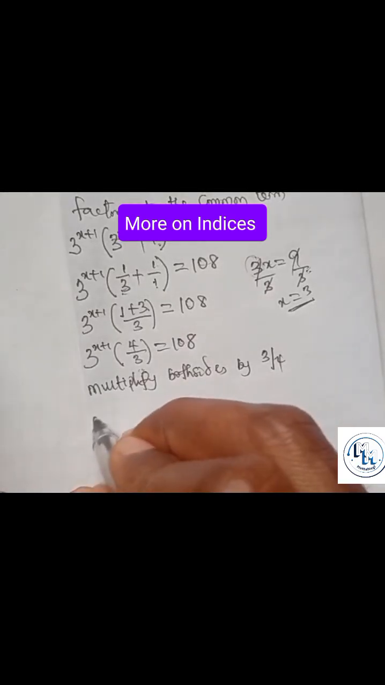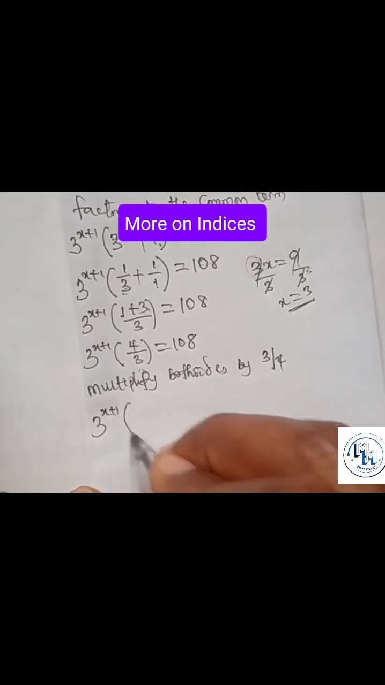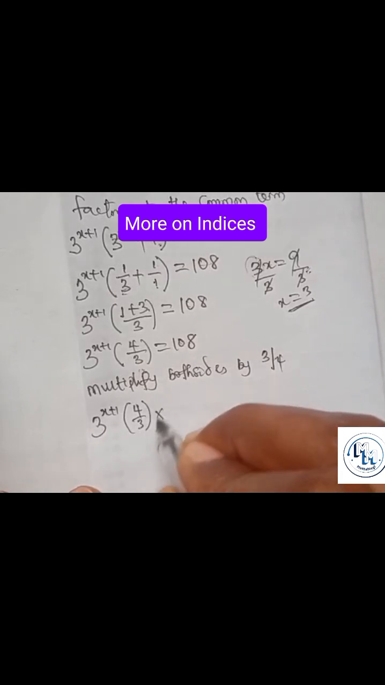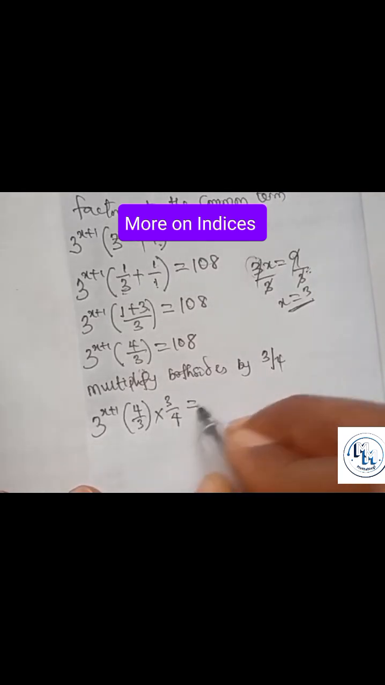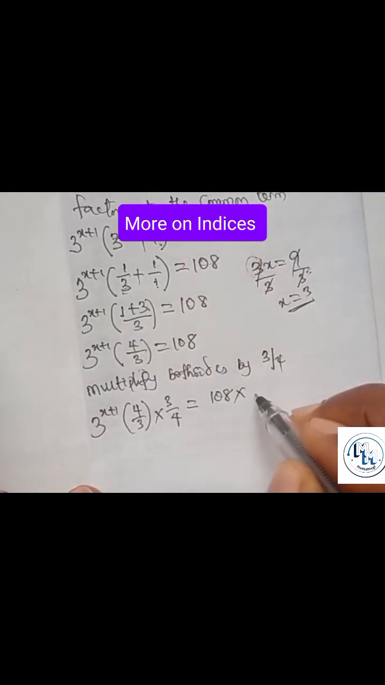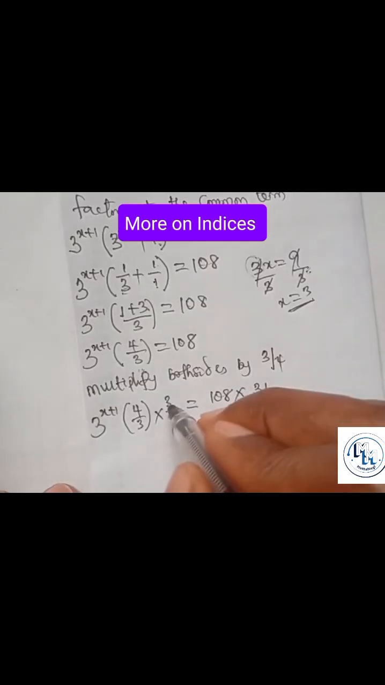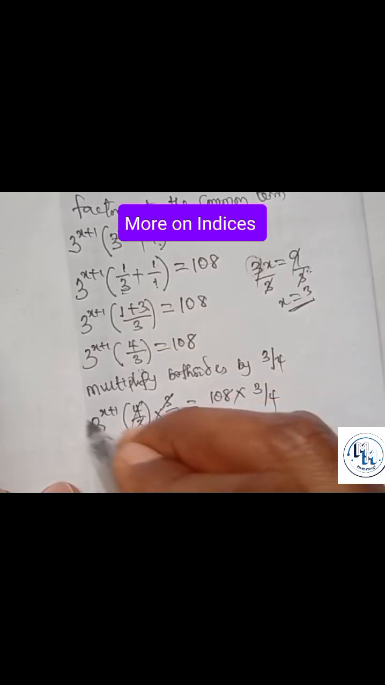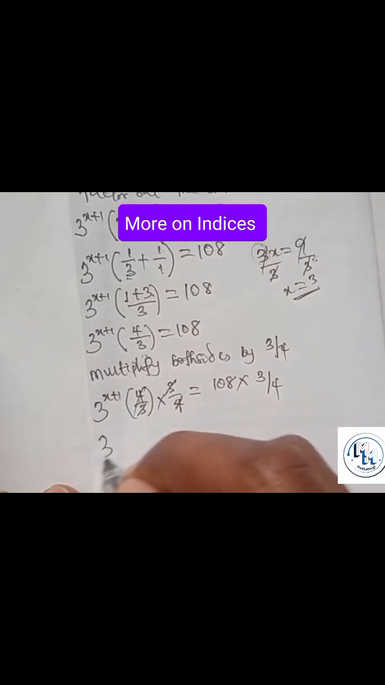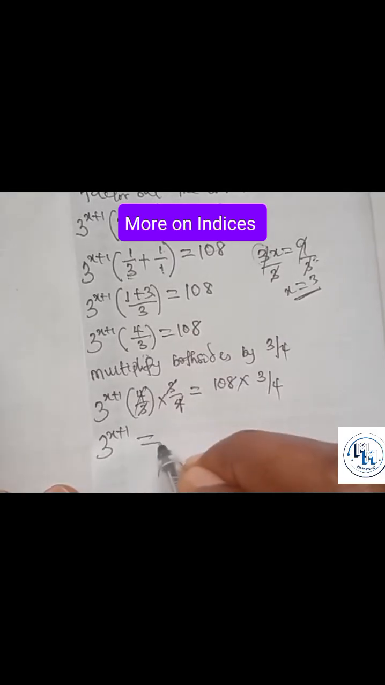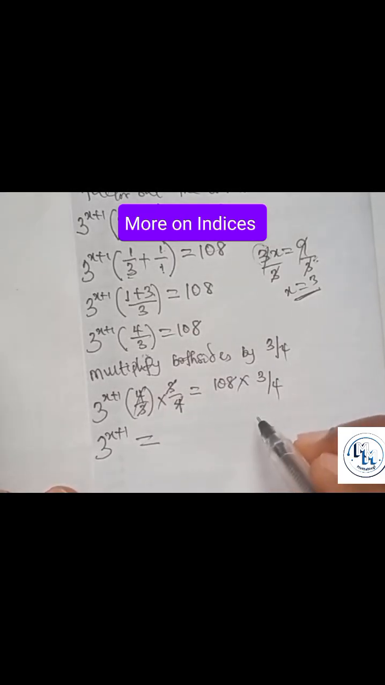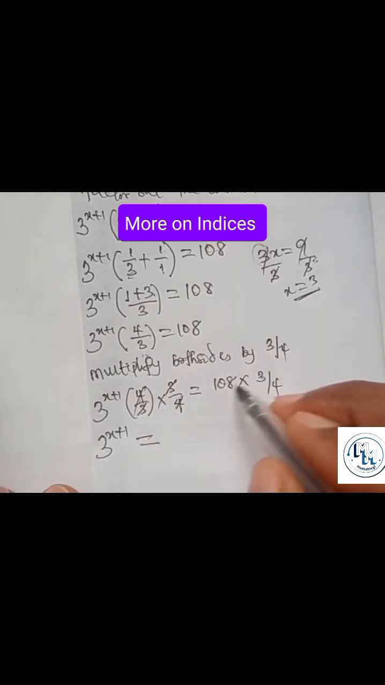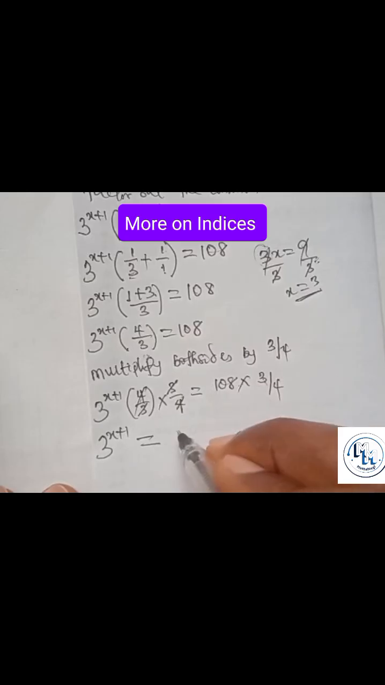So when I do, I'm going to have 4/3 times 3/4 on the left, equal to 108 times 3/4. Is that okay? Now let's go. When 3 cancels 3, that is 1. 4 cancels 4. Well, that means 1 times 1 is 1. 1 times what is here is still what we have. Now let's work on this one. 3 times 108 should give me 324. Yes, 324.